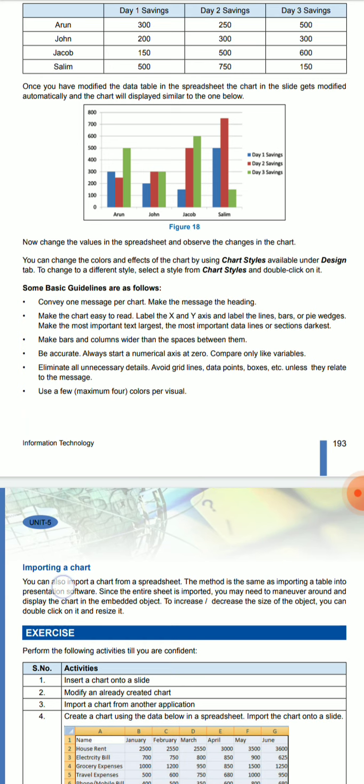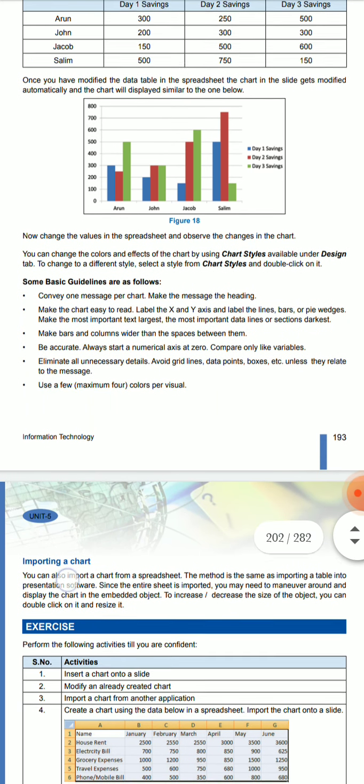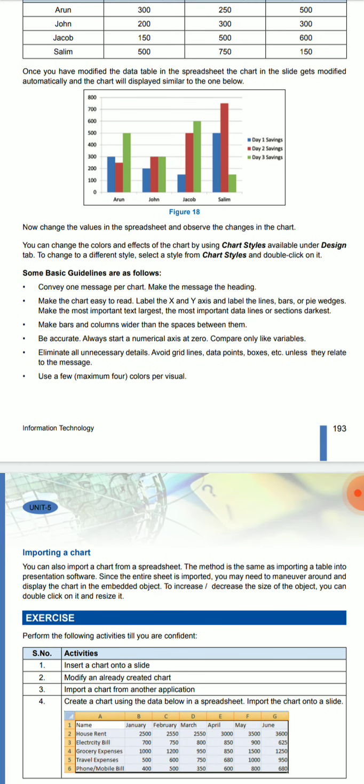Now make bars and columns wider than the spaces between them. Be accurate. Always start a numerical axis at 0. So always start at 0 and have very accurate data and represent it in a very careful manner. Compare only two variables. Eliminate all unnecessary details. Avoid grid lines, data points, boxes, etc. unless they relate to a message. Use a few, maximum 4 colors per visual.